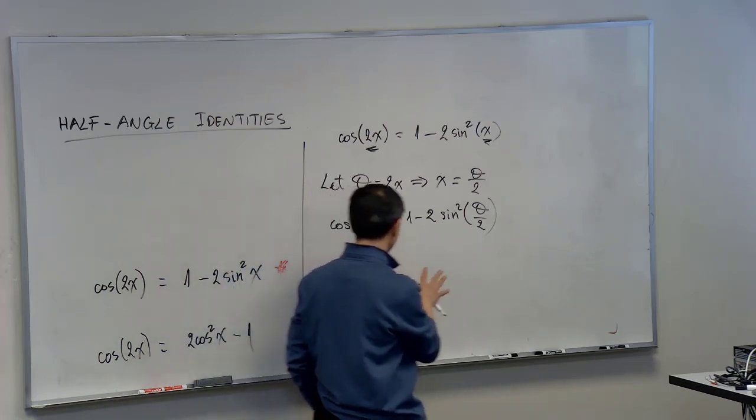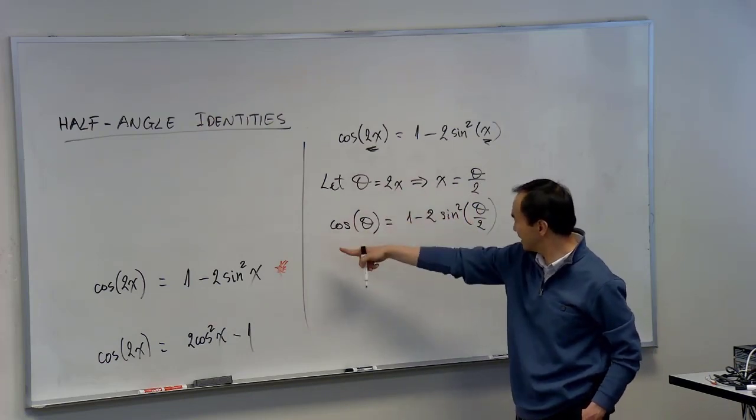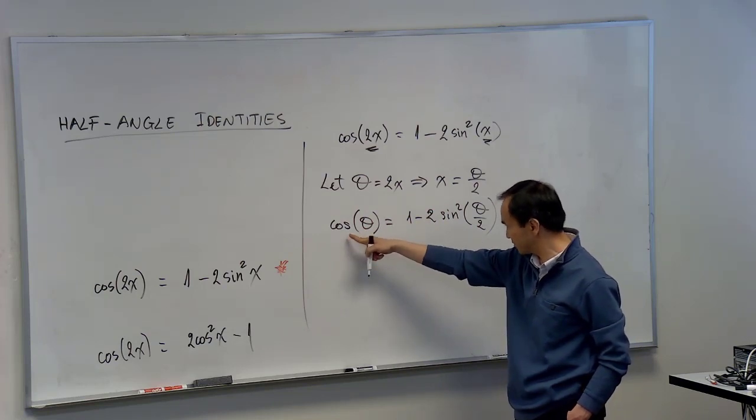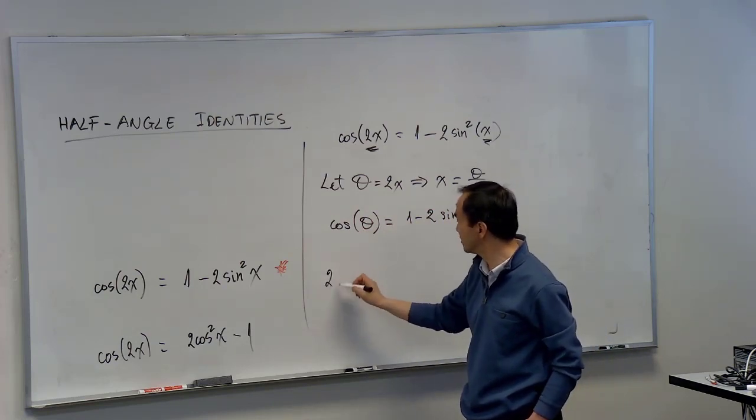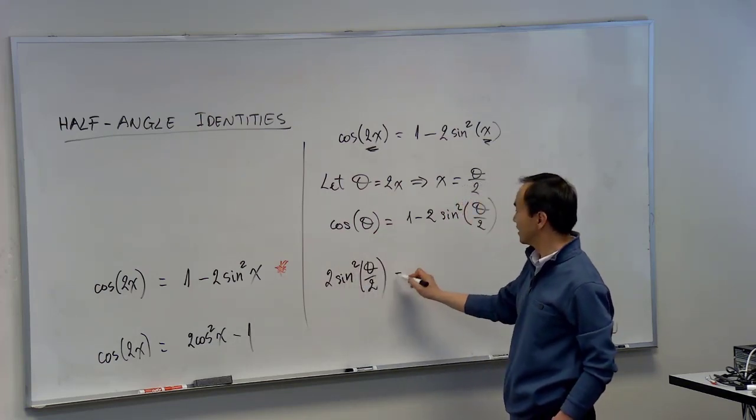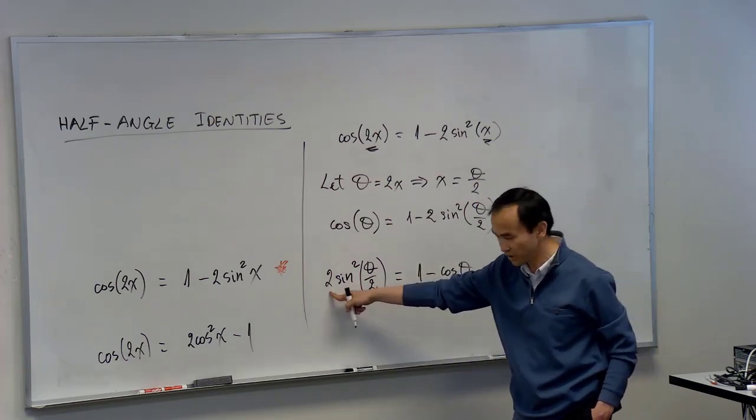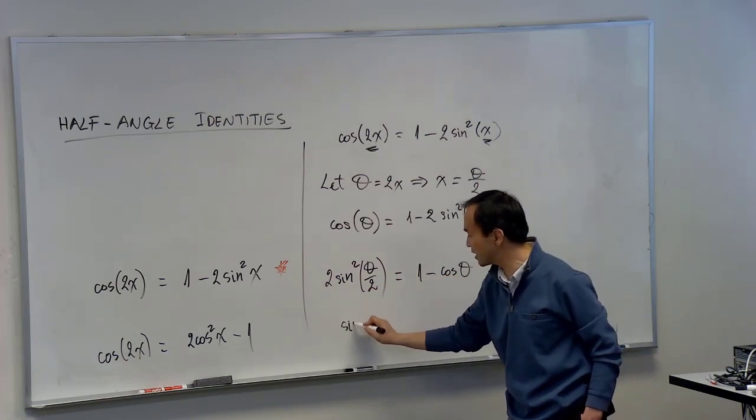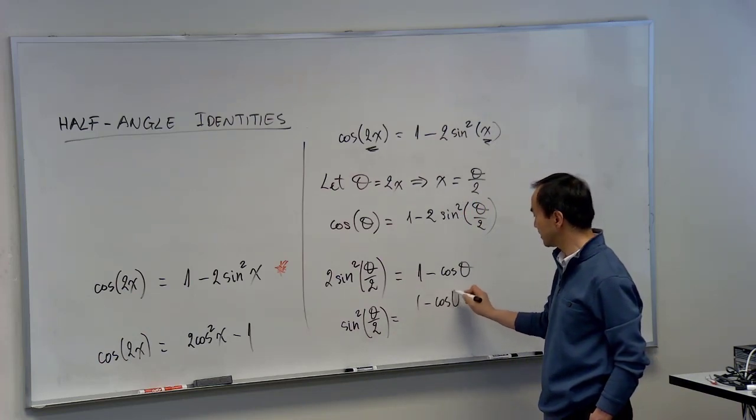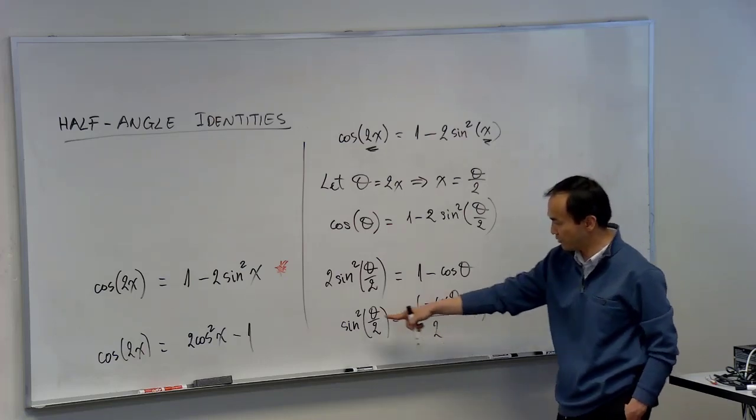So from this relationship that now points out between some angle and half of its angle, I'm going to add 2 sine squared to the other side, and bring the cosine to this right hand side. So 2 sine squared of the half angle equals 1 minus cosine of theta. And then I'm going to divide both sides by that 2, making it sine squared theta over 2 equals 1 minus cosine of theta, over 2. Then I'm going to take the square root on both sides.